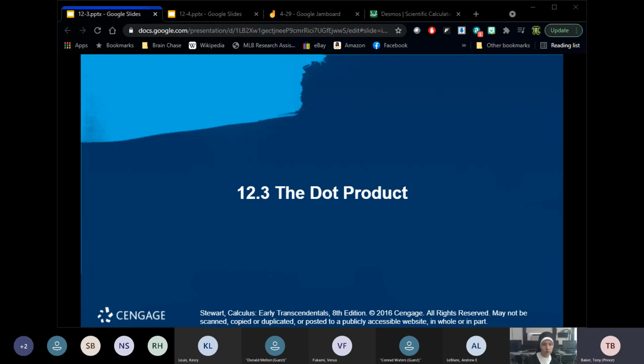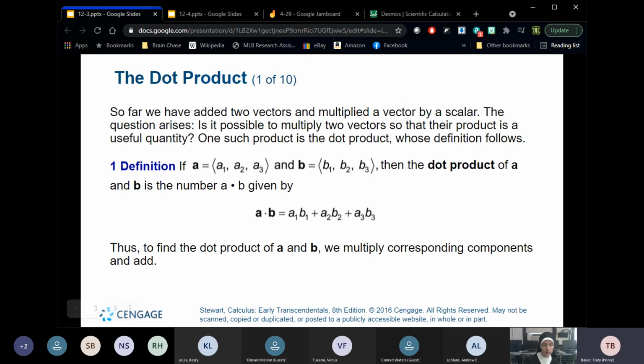All right, so tonight we're going to look at the dot product and the cross product of vectors. We looked at how to add and subtract vectors. We looked at how to multiply vectors by a scalar. Now we're going to look at how to actually multiply two vectors so we can get a useful piece of information.